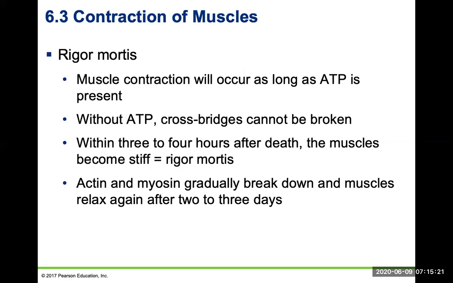Rigor mortis is muscle contraction that occurs at death. So muscle contraction will occur as long as ATP is present. And without ATP, the cross bridge cannot be broken, which means the myosin will continue to be connected to actin, keeping the muscle contracted. Within 3 to 4 hours after death, the muscles will become stiff, and we call this rigor mortis because there's no ATP present, no energy, to break that connection between actin and myosin. Actin and myosin will gradually break down and the muscles will relax again after 2 to 3 days.